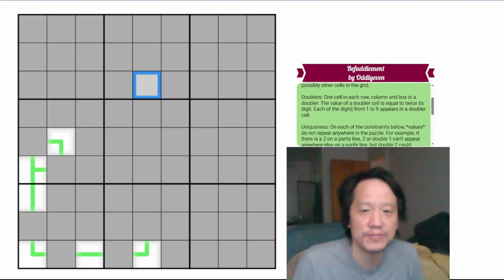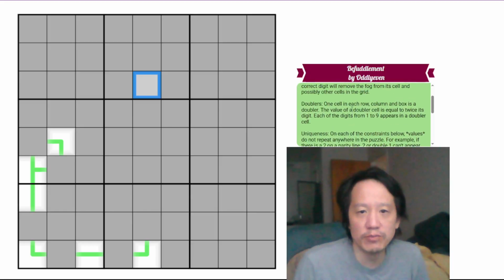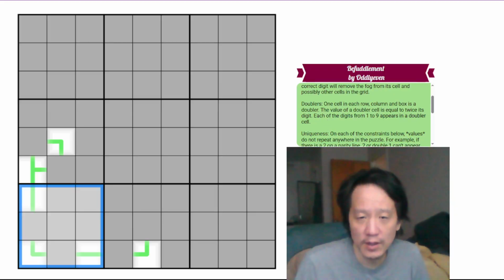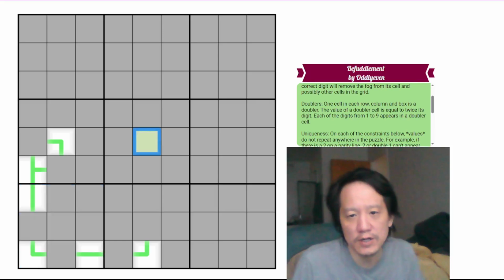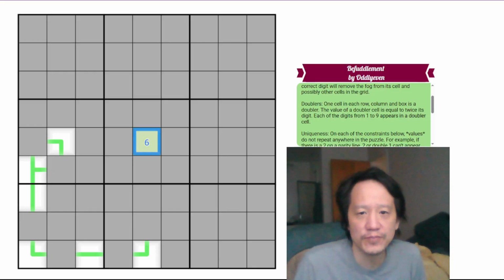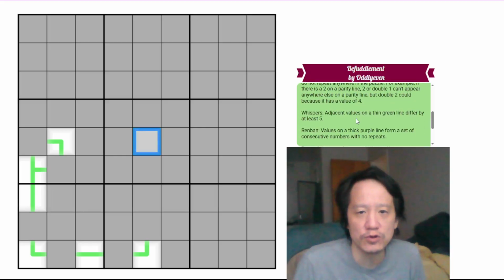We also have doublers, where one cell in each row, column, and box is a doubler. The value of a doubler cell is equal to twice its digit. So each of the digits 1 through 9 appears in a doubler cell, so there are no repeats in doubler cells. But if, say, this was a doubler cell here, and it was a 6, this would have a value of 12 here. So that's an example of how doubler cells work.